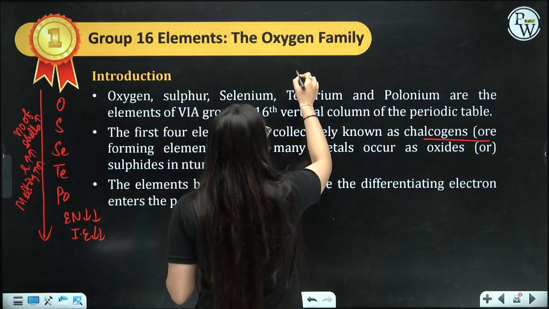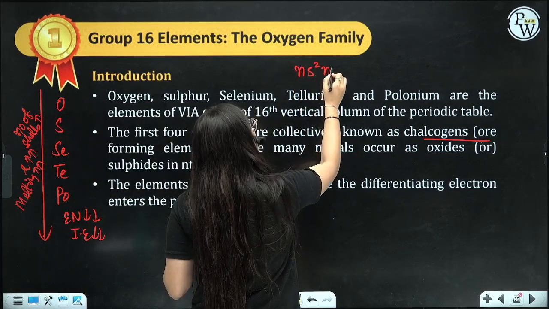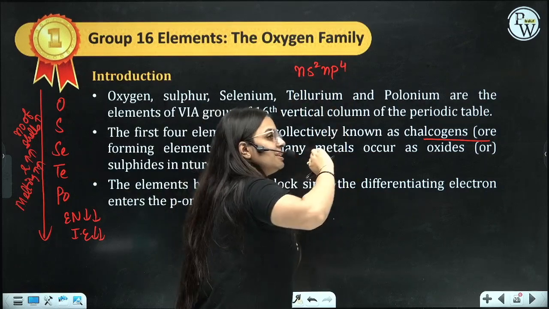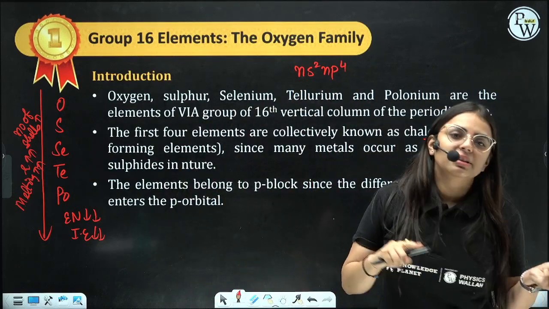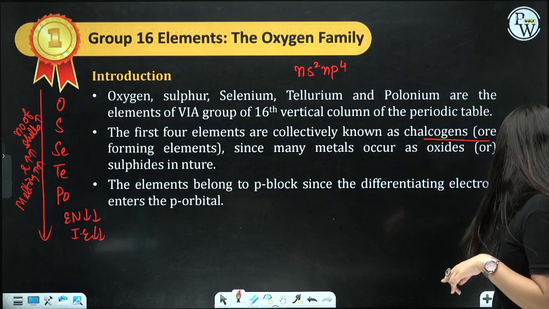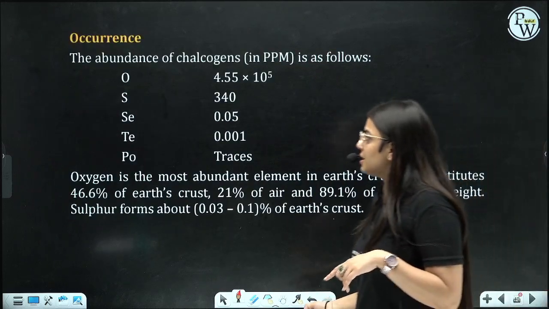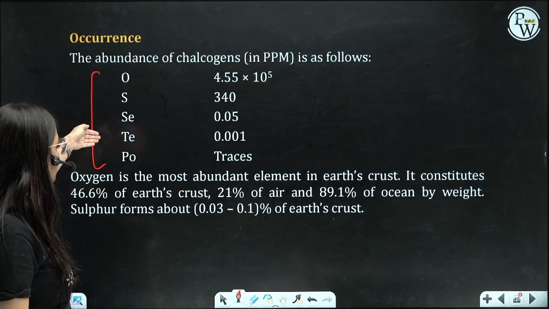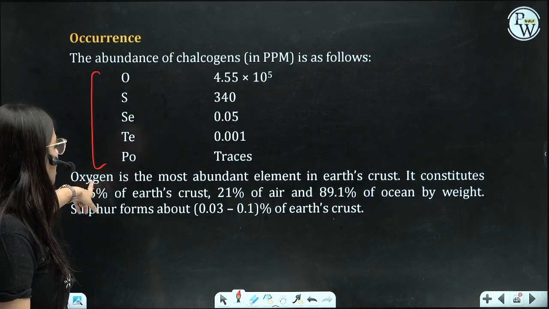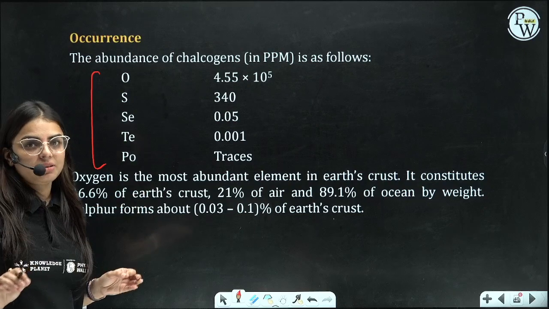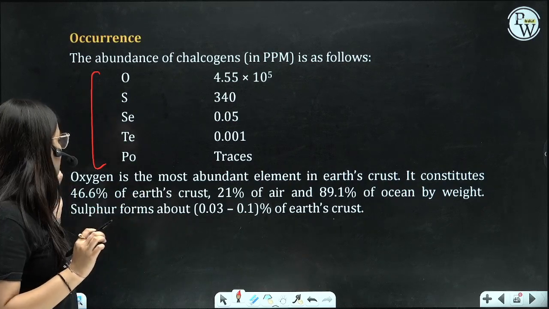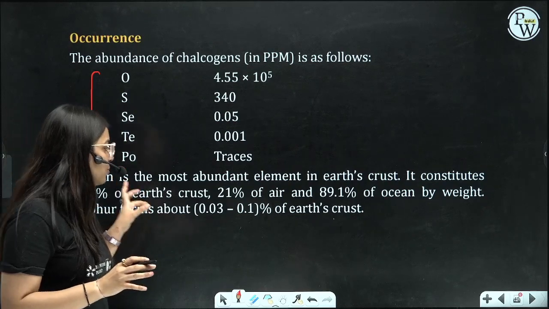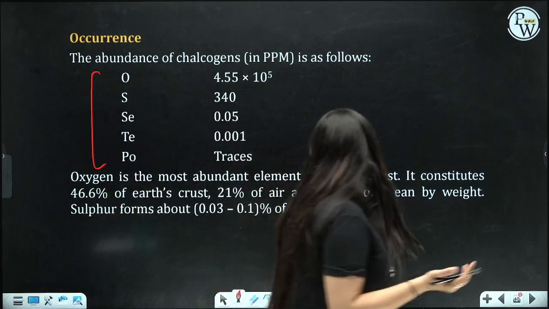Now the general electronic configuration is ns2 np4. Nitrogen family has ns2 np3, they have ns2 np4, everyone. The next part, if I talk about their occurrence, the occurrence of the chalcogen family is basically oxygen, sulfur, selenium, tellurium and polonium. Oxygen is the most abundant element in the Earth's crust. It constitutes 46.6% of the Earth's crust and 21% of the air, this you very well know, and 89% of the oceans by weight.